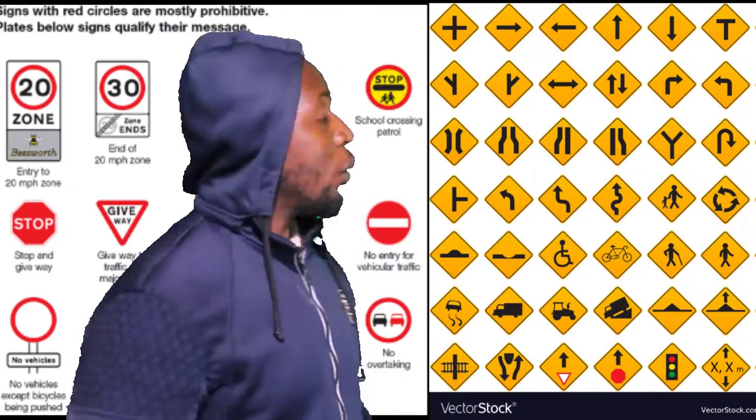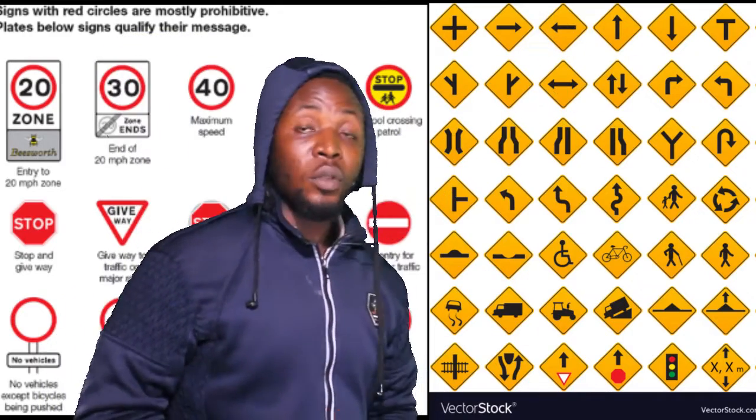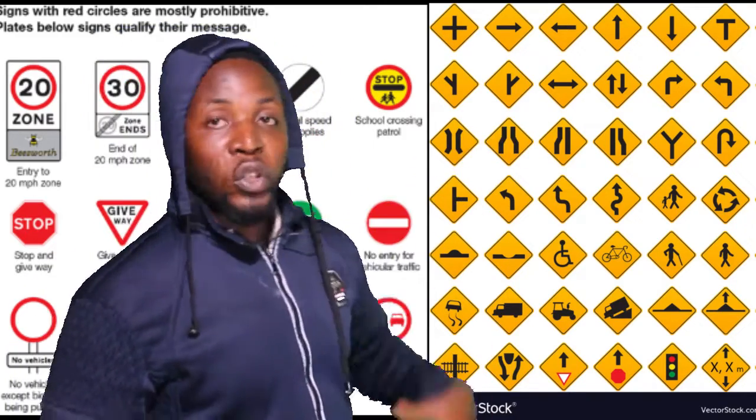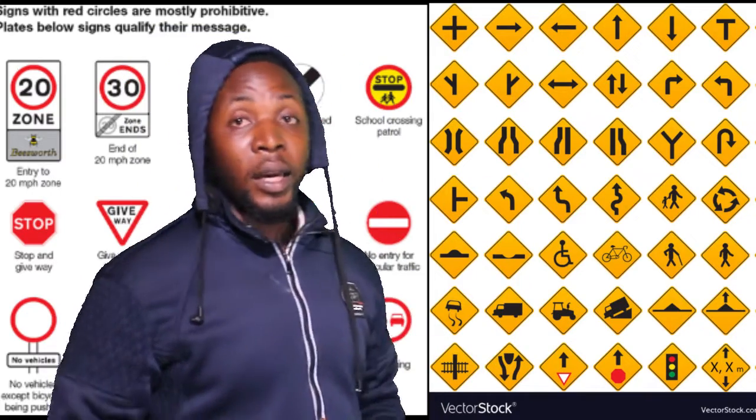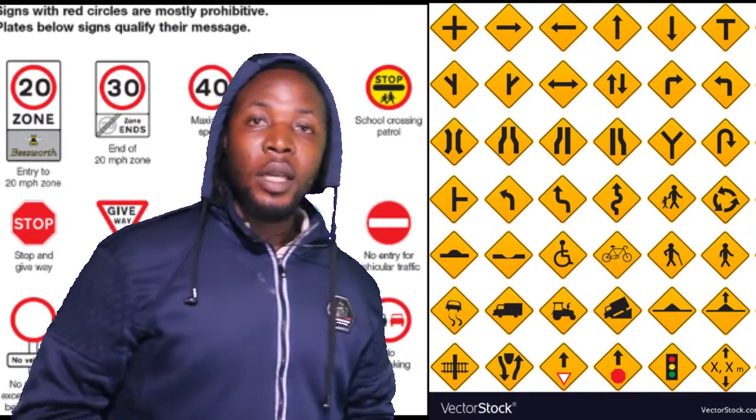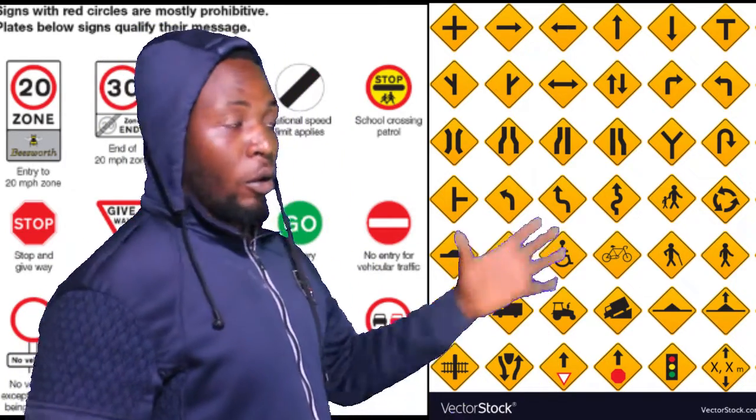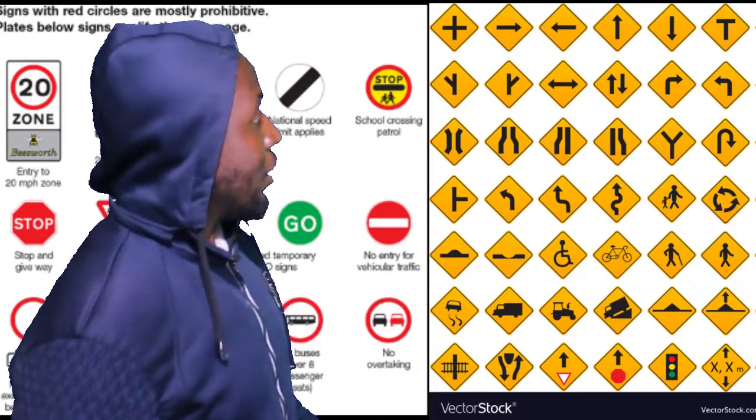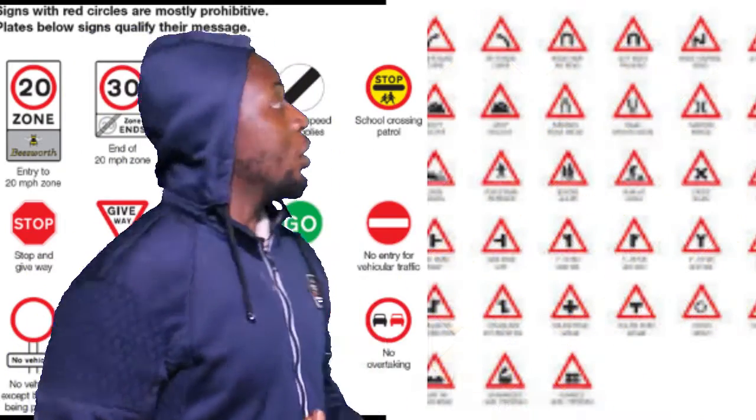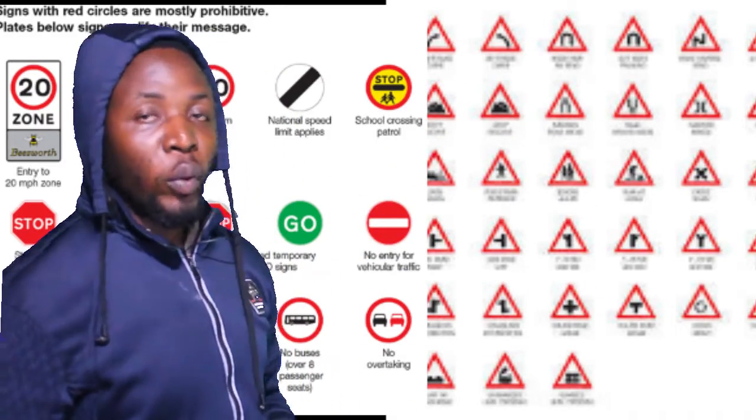When you see these warning signs, you have to drive with caution, knowing that you will meet these things ahead of you. You see them on a pole, and the warning signs have these shapes. We have any of these shapes depending on the country where you are.